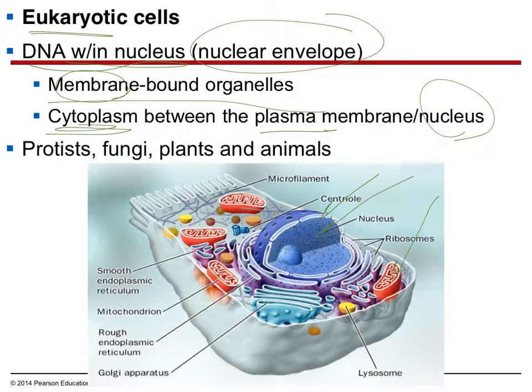And the protists, fungi, plants, and animals would be four types of eukaryotic cells that we have on this planet. So basically all life on this planet would be eukaryotic. The one form of life that is not would be the prokaryotic bacteria type of cell.